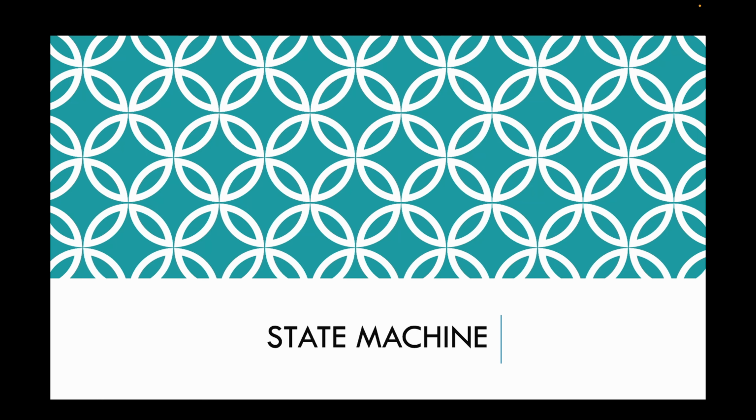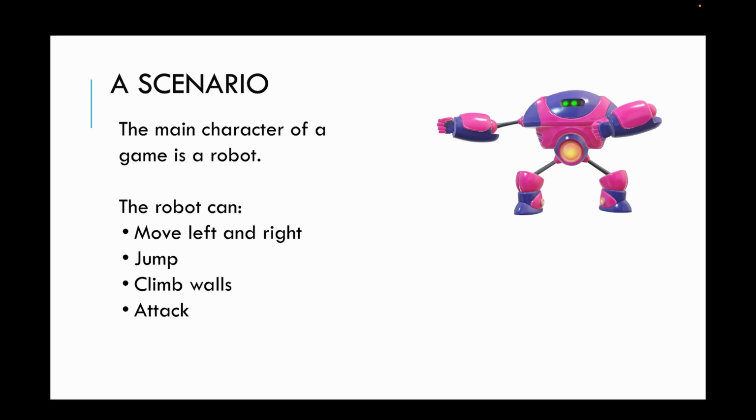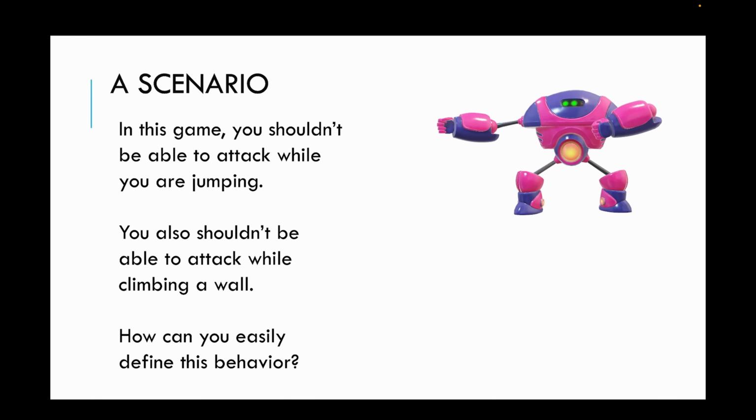So, the state machine design pattern. What is that? A scenario. Let's say your main character for a game is a robot. The robot can move left and right, jump, climb walls, and attack. You're in the process of writing the code for it to be able to do these things. In this game, you shouldn't be able to attack while jumping, though. If you're jumping, the designers don't want the character to be able to attack. You also shouldn't be able to attack while climbing a wall. If you're using your hands to stick to a wall, you can't punch something, right? How do we easily define the behavior for what it can or can't do at certain times?